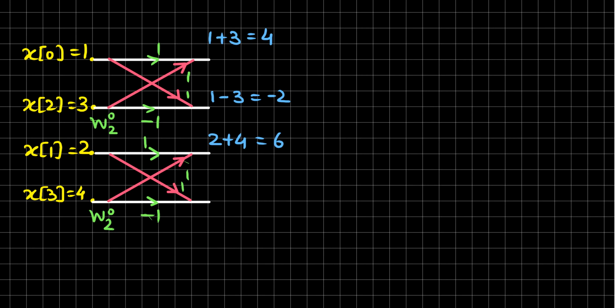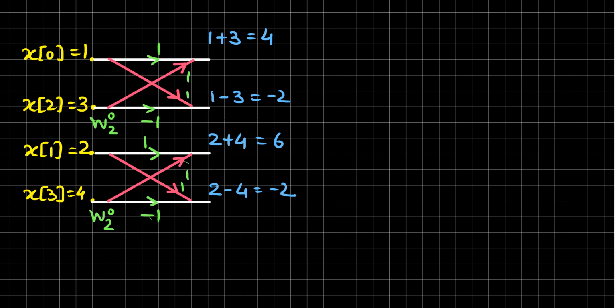Similarly, the value that we are going to obtain here is 2 minus 4 into W2 to the power 0, so that is 2 minus 4, which comes out to be minus 2. So what we have here is 2 minus 4, that is equal to minus 2. So what we have done here is found the values for the first stage.